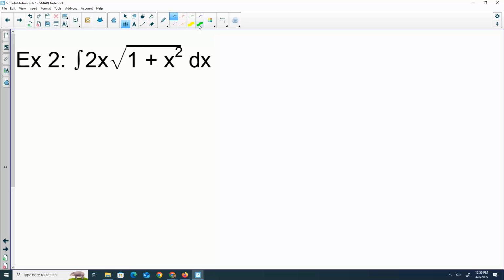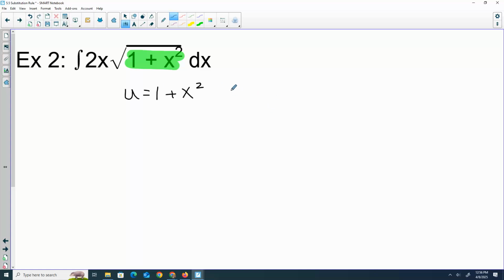When I'm looking at that, I'm trying to pick the thing to be my u. So u is like the inside of your function, or if you have multiple exponents, you're looking at the piece that has the higher power in it. So that would be what? The square root. Okay, the thing, and we don't want the square root itself, just the thing under it. Right. So I'm going to say my u is 1 plus x squared.